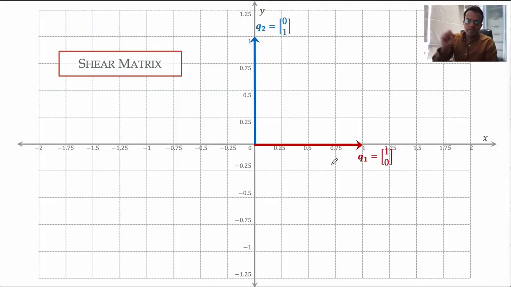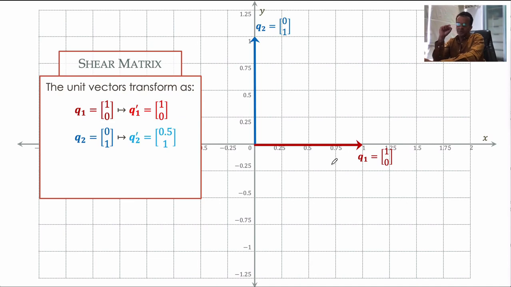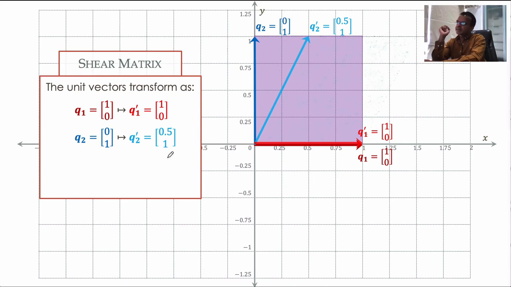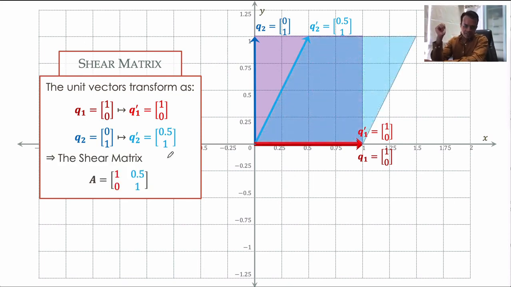In order to understand what any matrix does to the whole space, you would start with the columns of the identity matrix, the unit vectors, and see what the matrix does to those vectors. So if I take Q1, that doesn't change, but Q2 becomes 0.5, 1, and that is what the matrix does. The columns of the matrix were 1, 0 and 0.5, 1. So Q1 prime, the transformed Q1, is the same as the original Q1, but Q2 became slanted. So if you think about the unit square, it becomes a slanted, sheared kind of shape. It becomes a parallelogram. That is a shear matrix. That's why it's called a shear matrix.